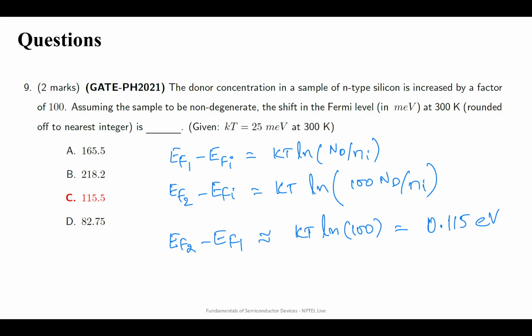The correct answer to this would be 115.5. We know EF minus EI equals kT ln(ND/NI). Since the donor concentration increased by 100 times, it will now be 100 ND. So you subtract, and you get EF2 minus EF1 equals kT ln 100, which when you solve gives 115.5 milli electron volts.